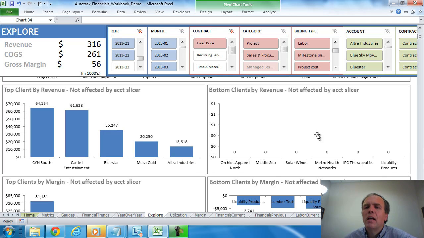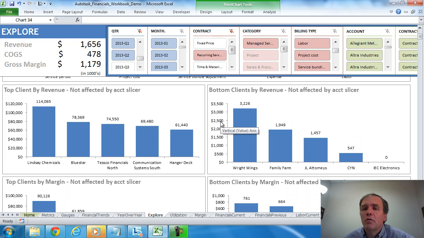You can also see which clients were the bottom clients in terms of generating revenue in fixed price. Or I could show recurring service contracts. So here are the recurring service contracts that were done.